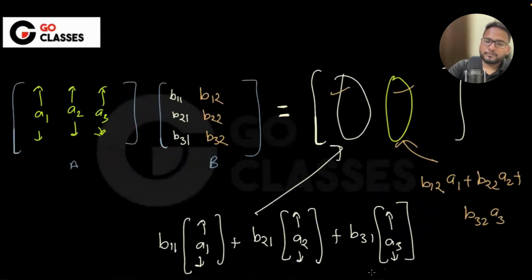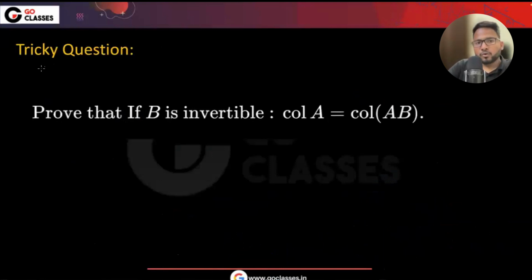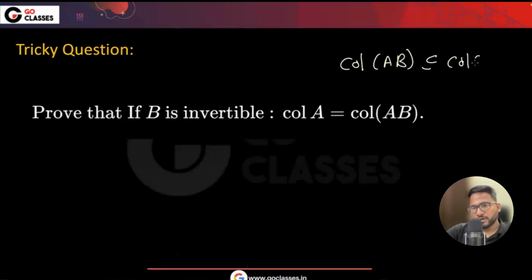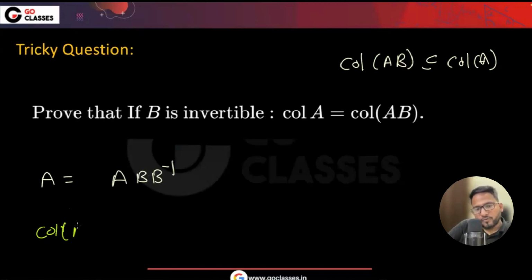Now let's do one more tricky question. On a similar line, if B is invertible, then earlier we have proved that the column space of AB is a subset of the column space of A. Now I'm saying that both column spaces are the same if B is invertible. So A is nothing but, you can rewrite it like this. Now, can you say that the column space of A is the same as the column space of A B B inverse?